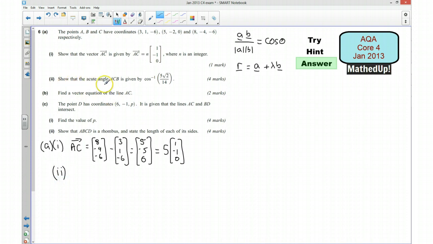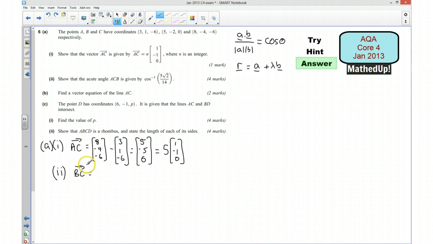We want to show that the acute angle ACB is given by this here. So I said earlier that we want to use this formula here. So that's A dot B. Okay, so we want to find the dot product of A and B and divide it by the magnitude of A times by the magnitude of B. So before I start this, I first of all need to know what the vector AB is. Sorry, I want to know what the vector BC is. I beg your pardon.